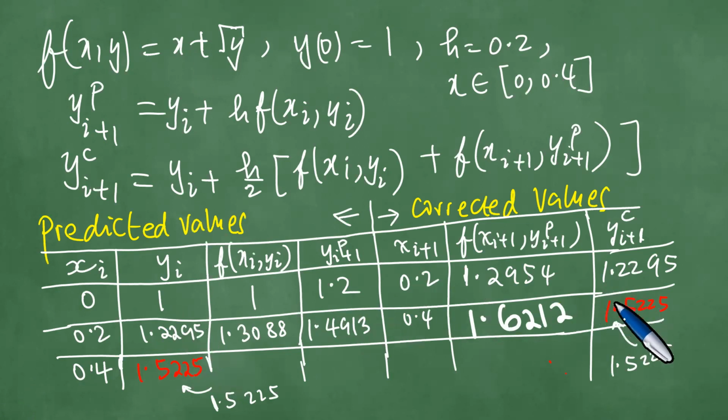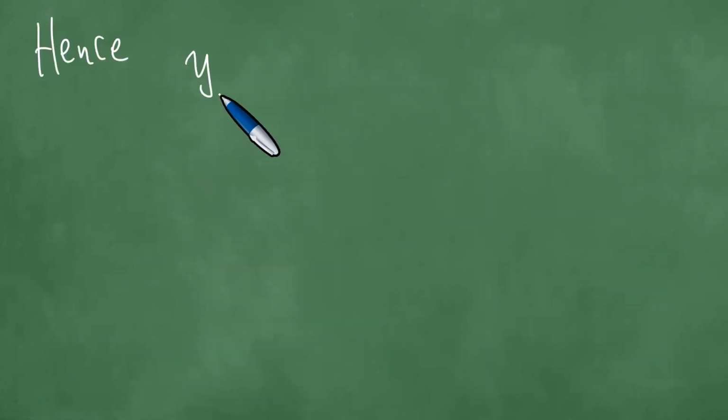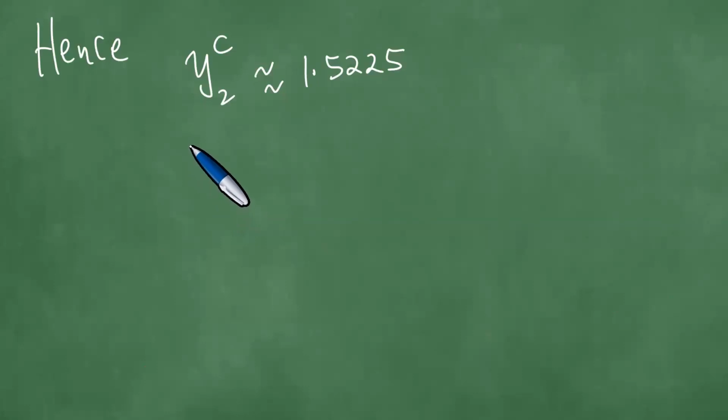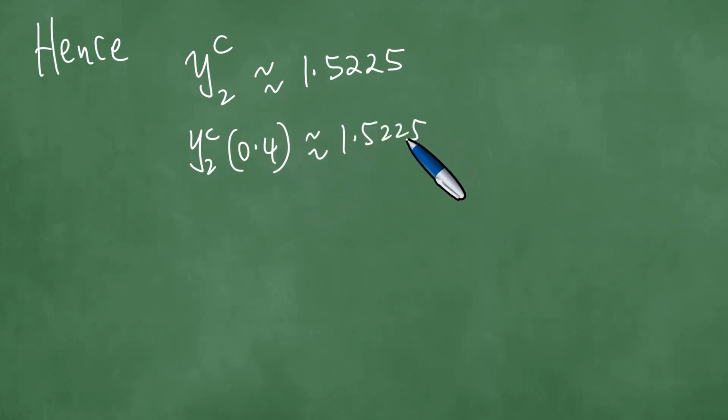It's like a y1, this is like a y2. Correct. So which means that we have the Y2 corrector. And the Y2 corrector is approximately 1.5225. The Y2 corrector is evaluated at 0.4, which is 1.5225, like this. So this is the approximate value, and therefore there's a truncation error, which is the error between this value and the exact value of the function at 0.4.